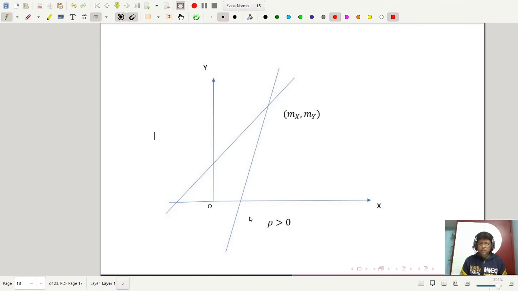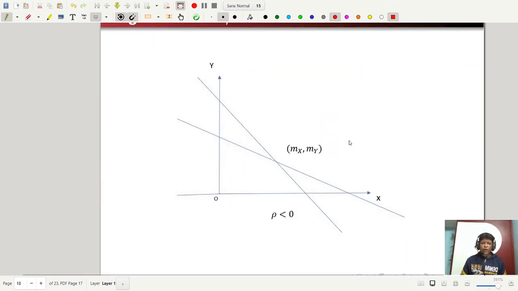Both the lines have positive slopes. And this point of intersection is called mx, my, that is mean of x and mean of y. They will intersect at mean of x and mean of y. So this is positively correlated. Then both the regression lines have positive slopes, and their equations indicate that it is most likely to get the relation between x and y, that is, y increases as x increases. That is the significance.